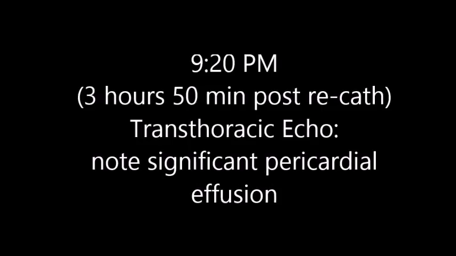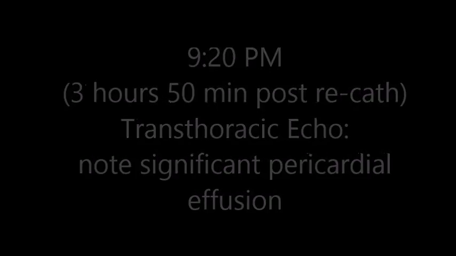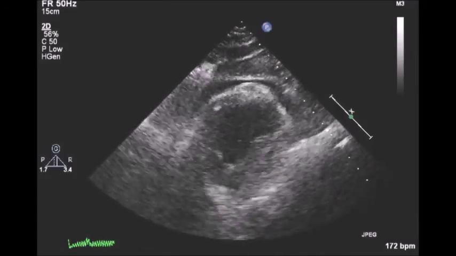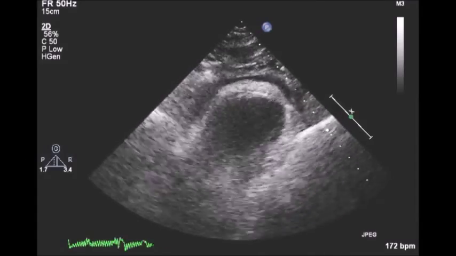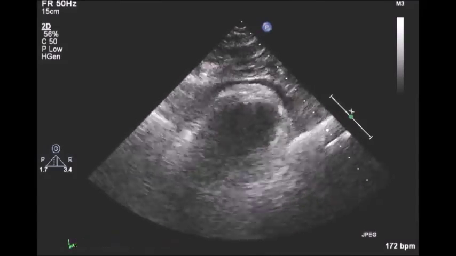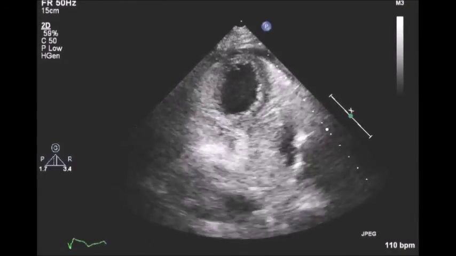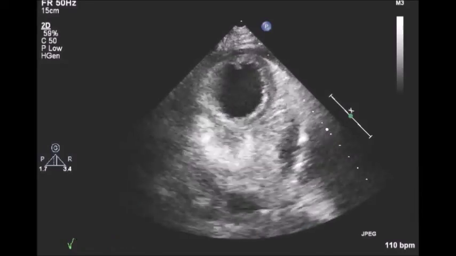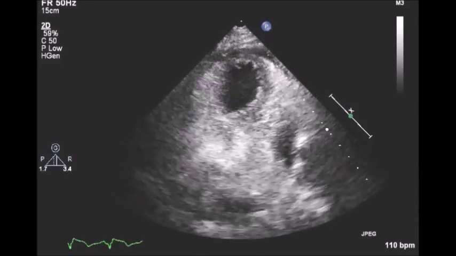3 hours and 50 minutes post cardiac catheterization, a transthoracic echo was done. This parasternal short axis view shows fluid around the left ventricle. This is near the apical area of the left ventricle. An oblique cut also showing the apex of the LV and fluid around the apex of the LV.